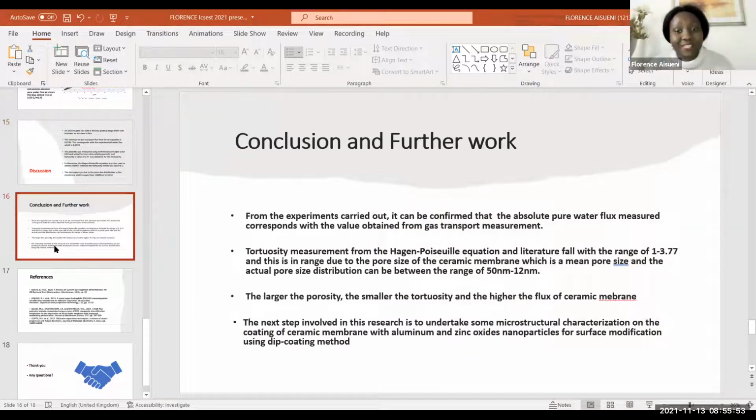In conclusion, from the experiments carried out, it can be confirmed that the absolute pure water flux measured corresponds with the value obtained from gas transport measurement. It can also be confirmed that tortuosity measurements from the Hagen-Poiseuille equation and literature fall within the range of 1 to 3.77. The larger the porosity, the smaller the tortuosity, and the higher the flux. That was what we were able to deduce. The next step for this research is to undertake some microstructural characterization on membranes coated with nanoparticles.